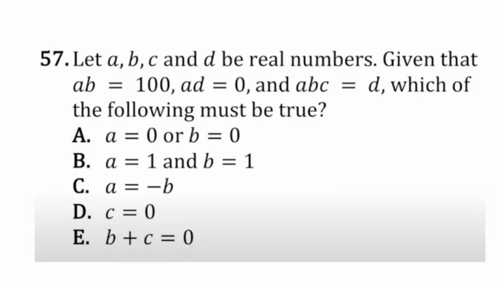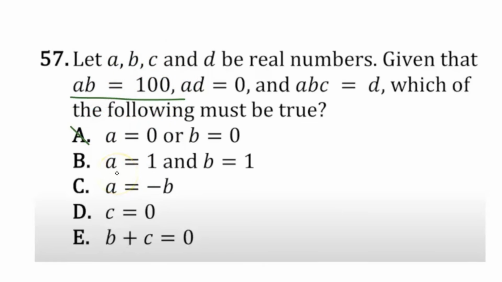A, B, C, and D be real numbers, given that AB equals 100, AD equals 0, and ABC equals D. Which of the following must be true? Okay, A says A equals 0 or B equals 0. Well, we can see here that AB is equivalent to 100, and so if either A or B was 0, you get a final product of 0 instead of 100, so it can't be A.